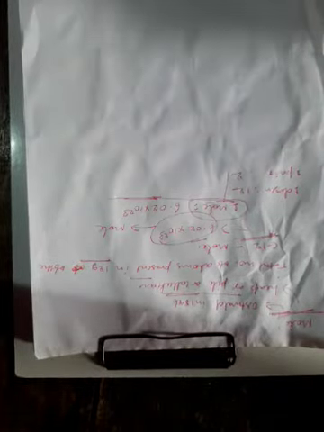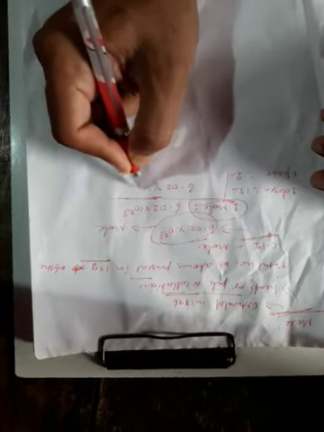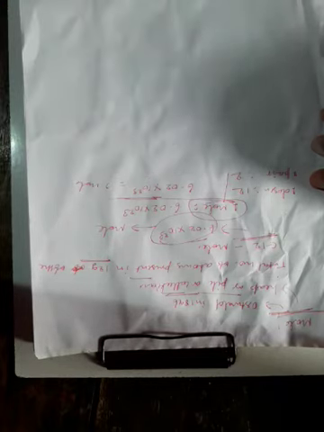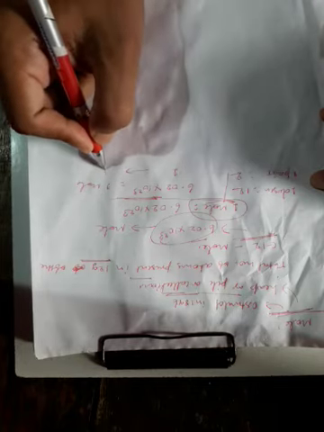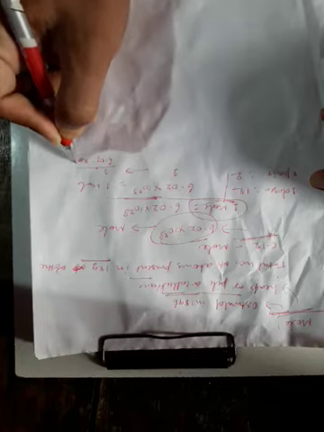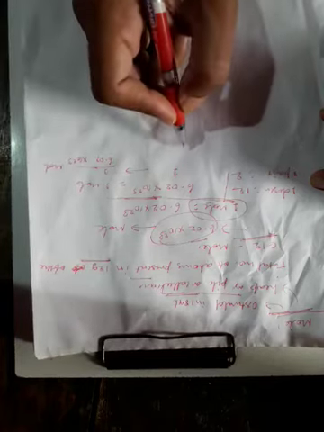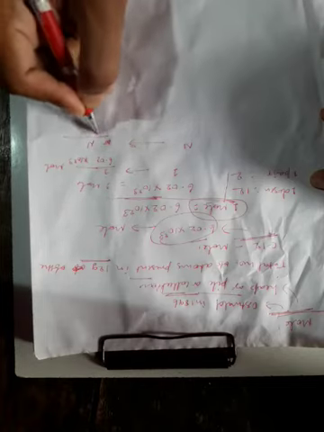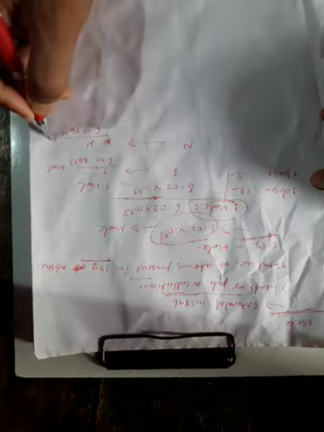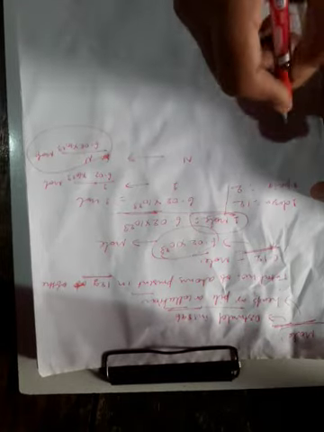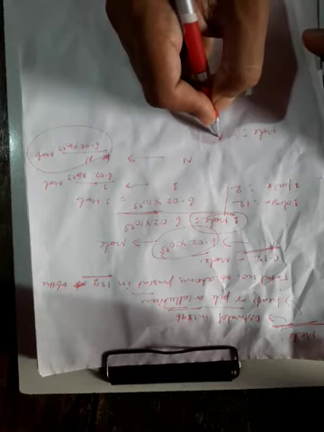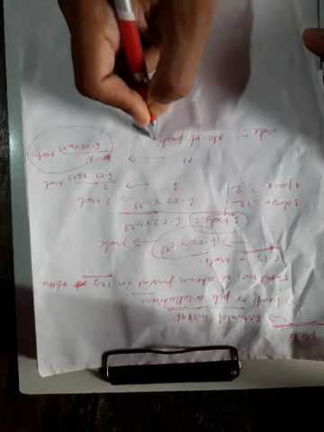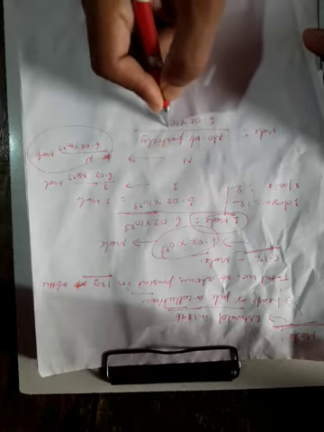So if the number of particles is given, we can calculate the mole of those particles. For example, 6.02 × 10²³ is equal to 1 mole. If the number of particles is 1, then the number of moles will become 1/6.02 × 10²³. If the number of particles is equal to n, the mole is formulated as n upon 6.02 × 10²³. So it is the formula of mole, that is, mole is equal to number of particles divided by 6.02 × 10²³.